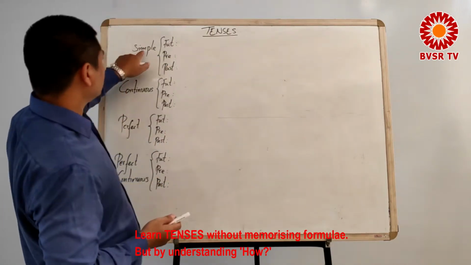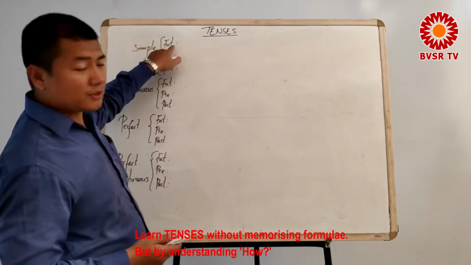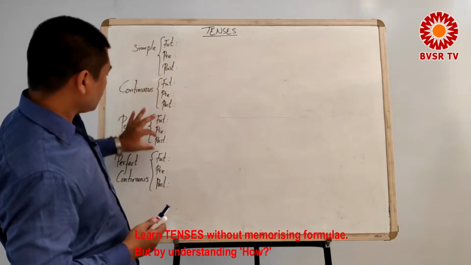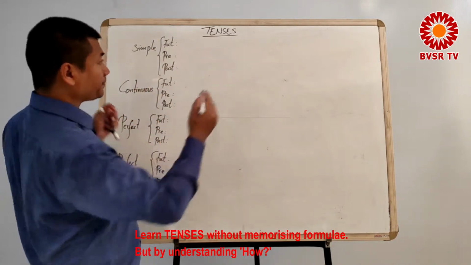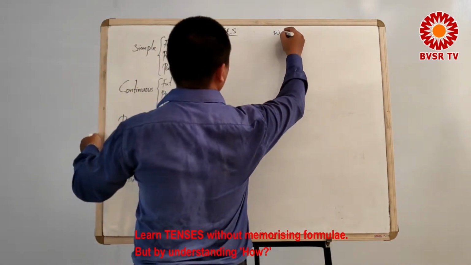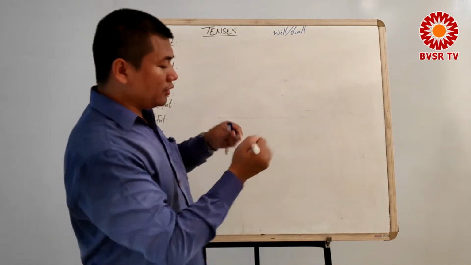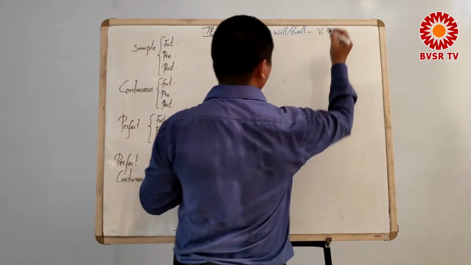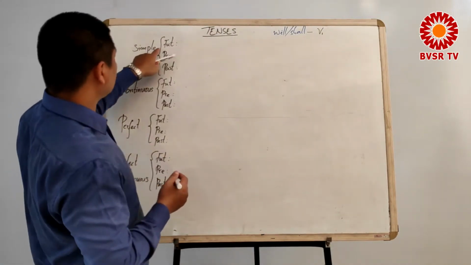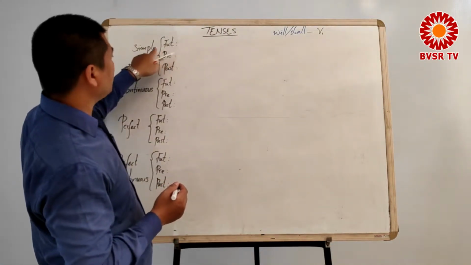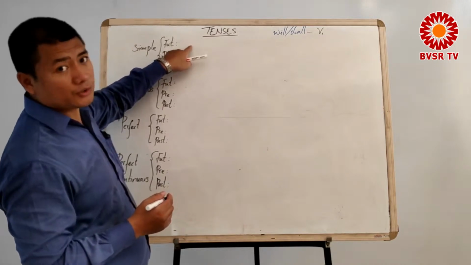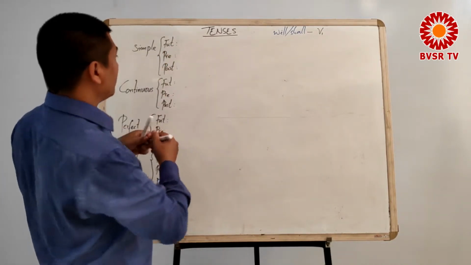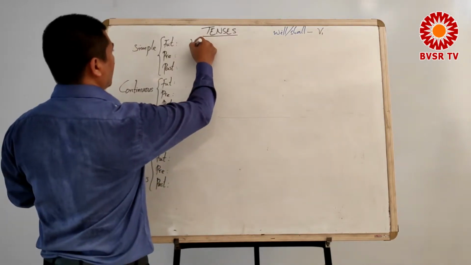For example, in the simple future, keep in mind one thing: in future tenses, we always use will or shall. What is will or shall? Will or shall is modals. So right after modals, we always use V1. In simple future, we use will or shall, so right after the will or shall, the main verb will be just V1.